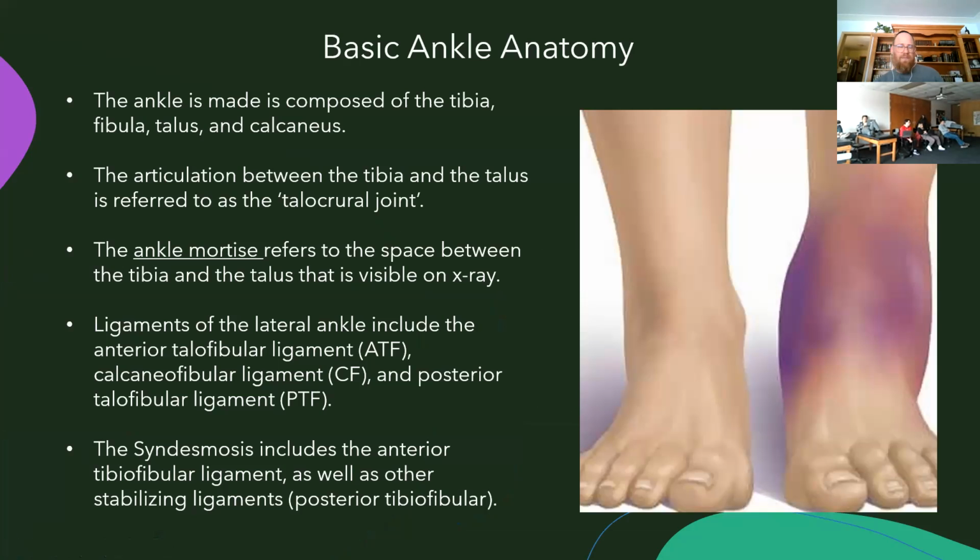And that the joint that is made up between the tibia and the calcaneus is known as the talocrural joint, okay? And the space between the talus and the tibia on x-ray is referred to as the ankle mortise. We're going to see pictures of that in a second.